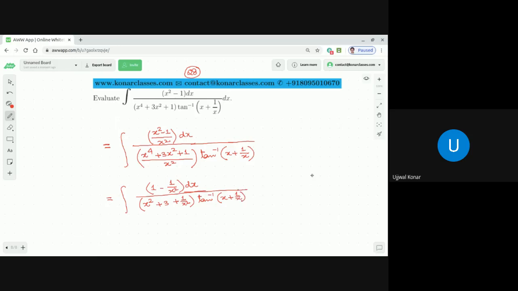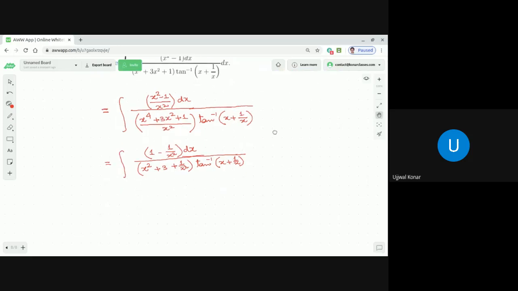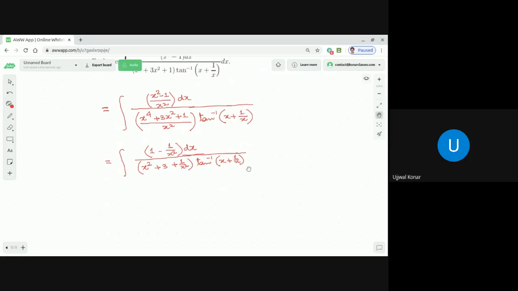Now it looks like a correct step, not because I am the teacher, but because there is justification. Why? You know, x plus 1 by x we can substitute as t. Then what will be the differentiation? Differentiation of x is 1 and differentiation of 1 by x is minus 1 by x square. Correct, no? Yes. So that means 1 minus 1 by x square dx is already there in the numerator. So it looks like that substitution will work.